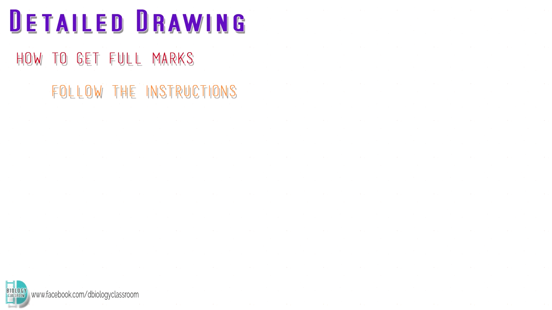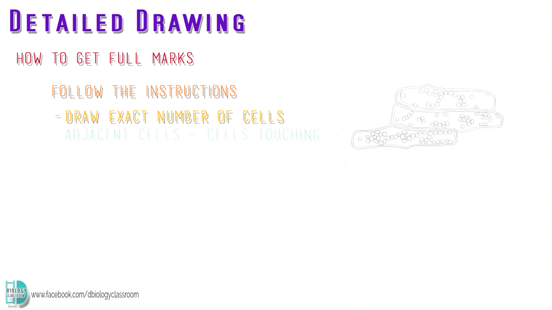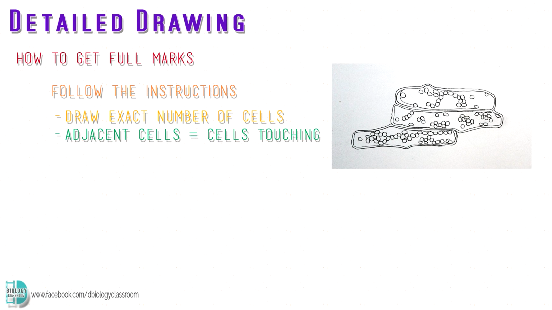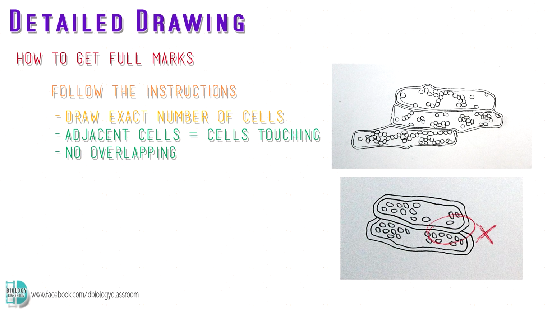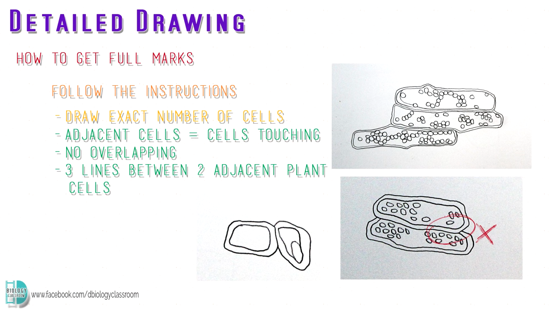Number 2, follow the instructions given. The question usually specifies the number of cells you need to draw. Do not draw more or less than the number. If you see the words adjacent cells, make sure the cells are touching, but they are not supposed to be overlapping. If you are drawing 2 adjacent plant cells, always check that you have 3 lines where the cells are touching. The middle line represents the middle lamella.